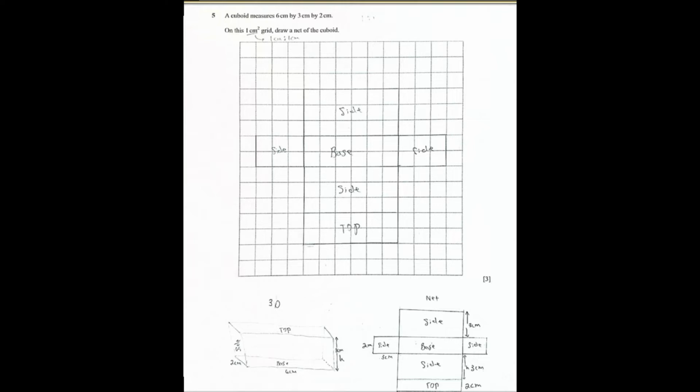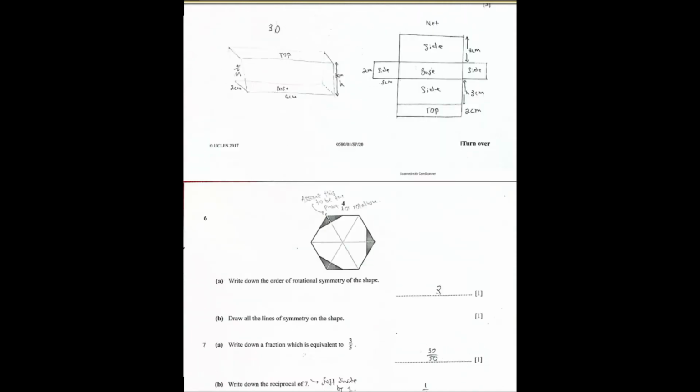On this 1 cm square grid, draw a net of the cuboid, where it represents the ratio of 1 to 1, meaning your 1 cm will always be represented by one single line of the box here. So I have drawn the 3D shape and also a net side by side. You can actually refer to this if you really need help on this part.